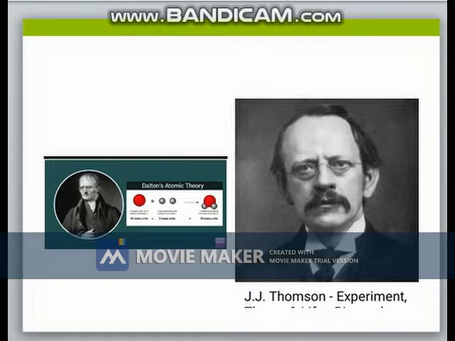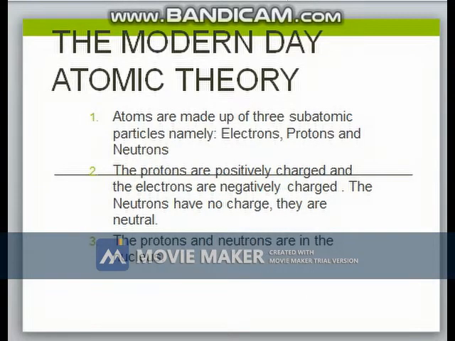So the modern day atomic theory, and this is the summary of it. It says atoms are made up of three subatomic particles, namely electrons, protons, and neutrons. The protons are positively charged and the electrons are negatively charged. The neutrons have no charge. They are neutral. The protons and neutrons are in the nucleus.